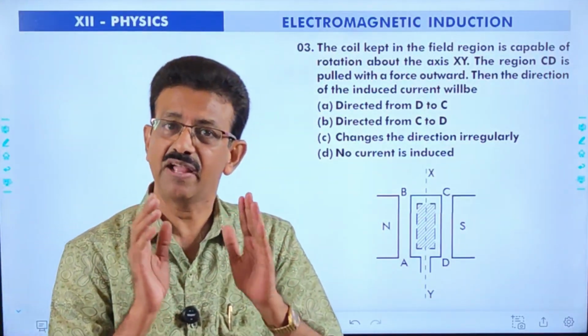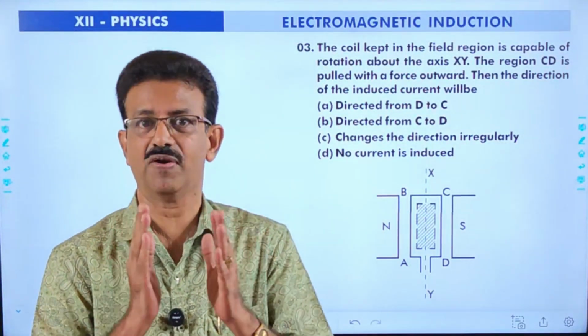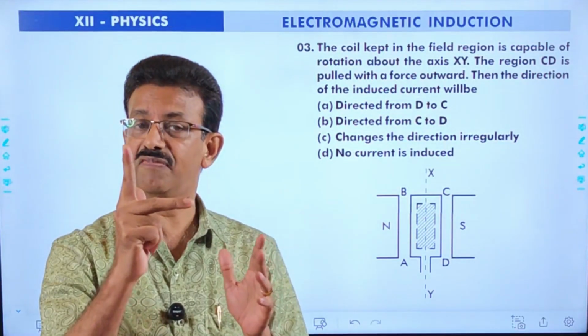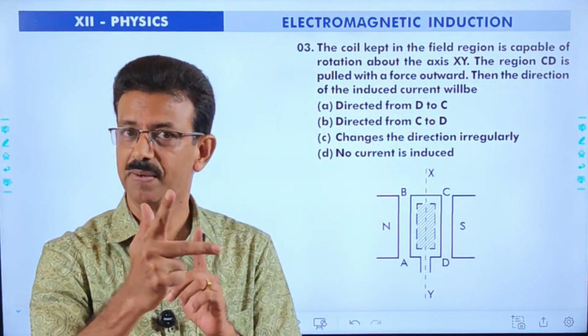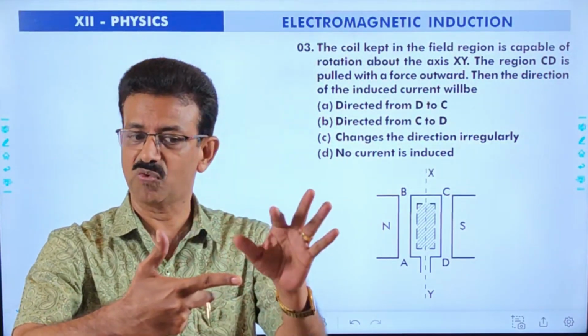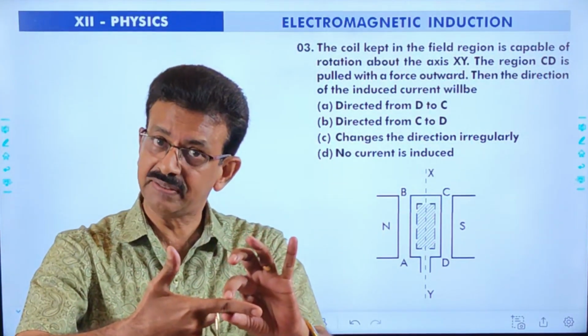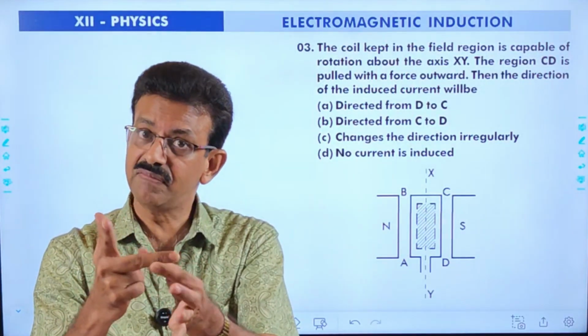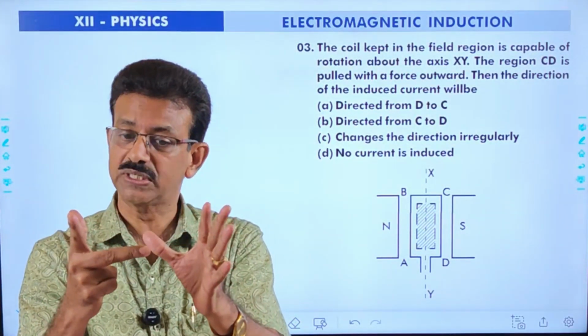I'll give the statement of Fleming's right-hand rule first. Stretch the thumb, forefinger and the middle finger of the right hand in 3 mutually perpendicular directions. If the thumb represents the direction of the force and the forefinger gives the direction of the magnetic field, then the middle finger will give the direction of the induced current.